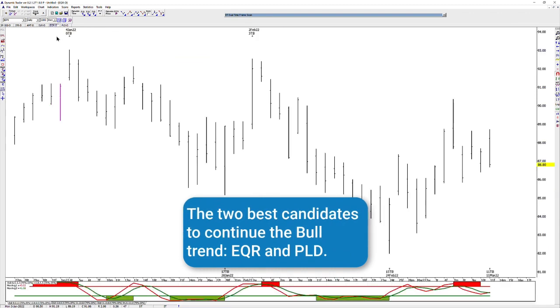So here's the two I'd focus on. The two relatively strong, EQR, PLD, as of March 11th. Boy, those would be a couple that I'd want to take a close look at for continuation of the bull trend. So how would we look at them from our perspective?